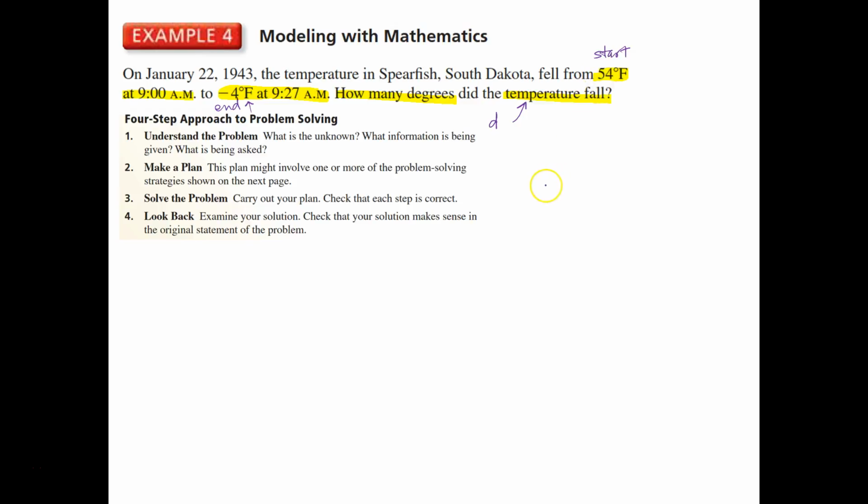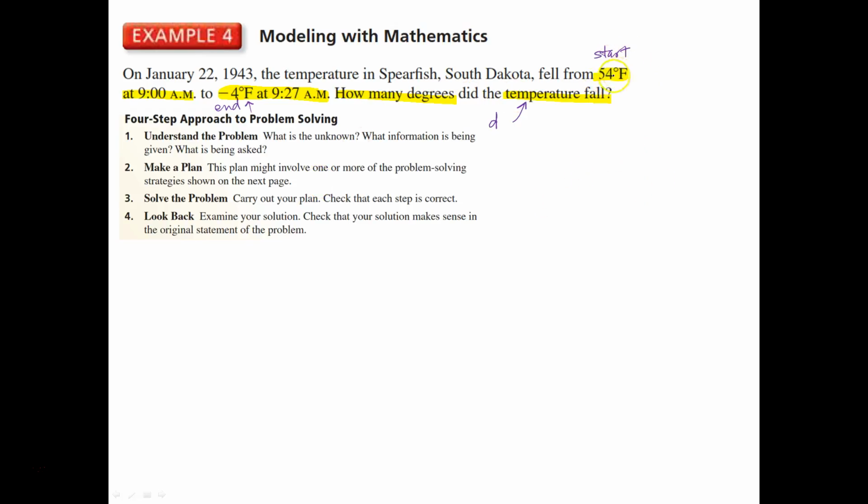Well, to find out how far apart two numbers are, we use subtraction. Right? If you were to say, how far apart are the numbers 3 and 1, you could do 3 minus 1 is 2, and those are two numbers apart. So subtraction gives us how far apart two numbers are.